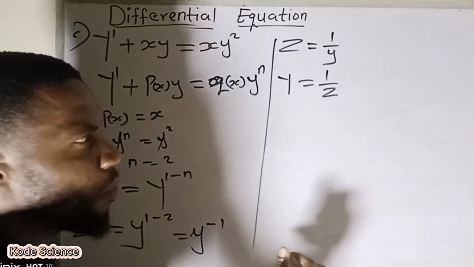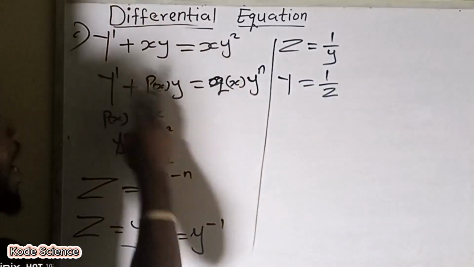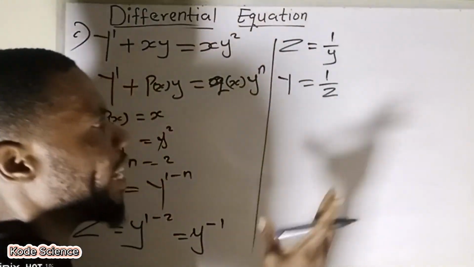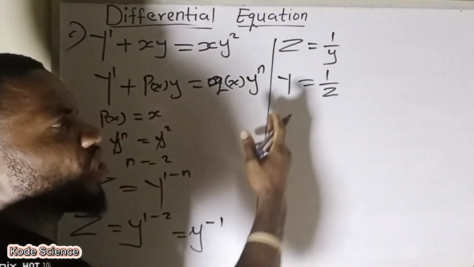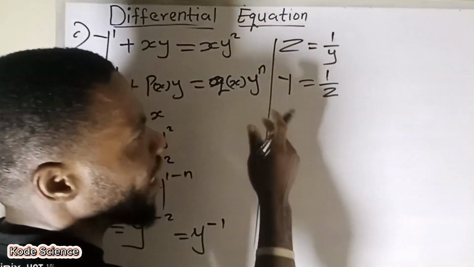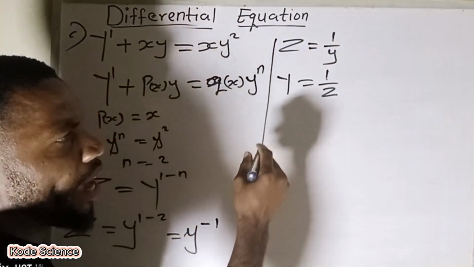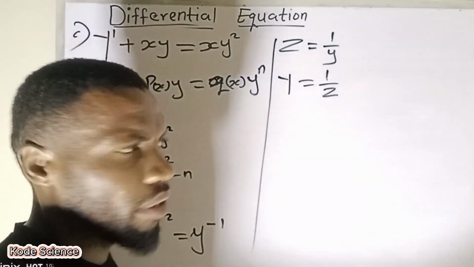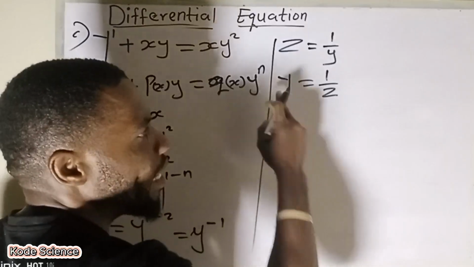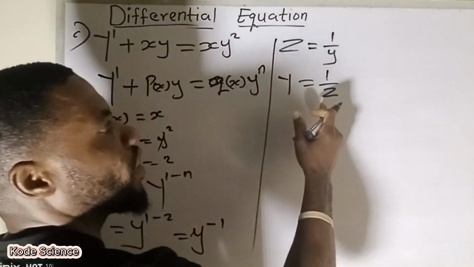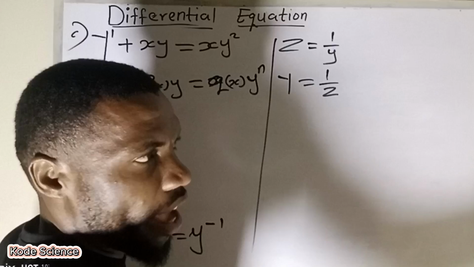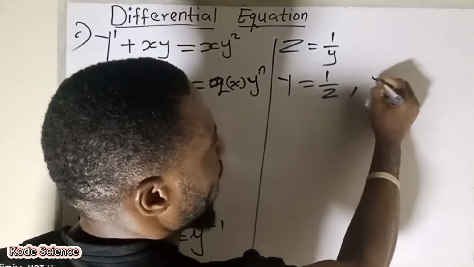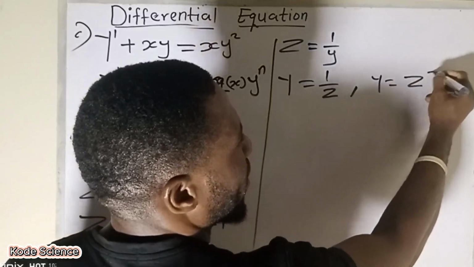So at this moment, wherever we see our y, we can substitute it with 1 over z. But we have a problem whenever we see our y prime. What do we substitute it with? The idea here is that we are going to differentiate our y. We are going to differentiate y with respect to x and also differentiate z with respect to x. So this equation is the same as y is equal to z raised to the power minus 1.